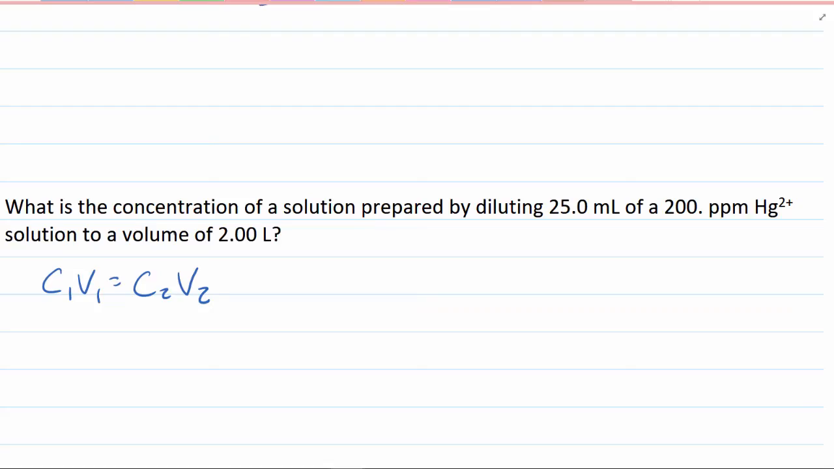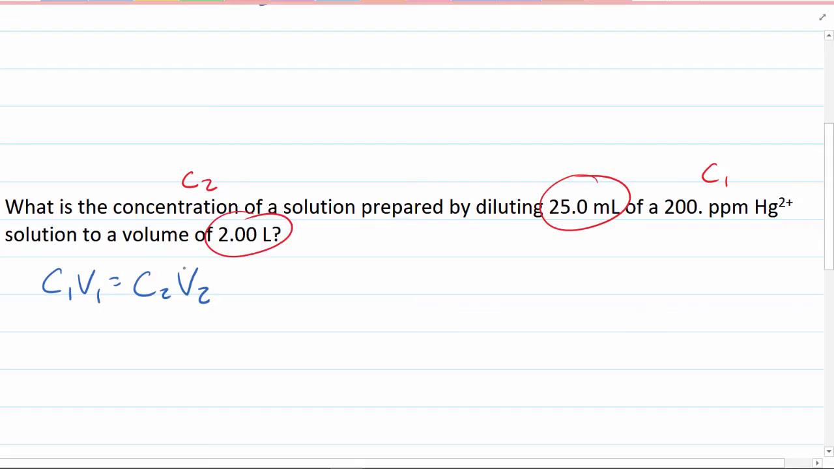Ending with. So what I like to do with these is go through and label them before I begin. We are looking for C2. So if this is C2, then this concentration here must be C1. Then we have our two volumes right here. We have 25 milliliters and we have 2 liters. So remember, when we dilute, the volumes are getting bigger. So which of these two is the bigger volume? 2 liters. So this is going to be V2. This one here would be V1.